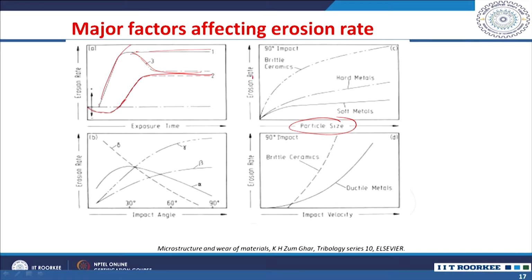So, as the particle size is increasing, erosion rate is also increasing, but the rate of increase is different from one material to another material. The hard material has a higher rate of erosion with increase in the particle size than the softer material. You can see even the harder ceramic materials have a very sharp increase after a certain particle size.